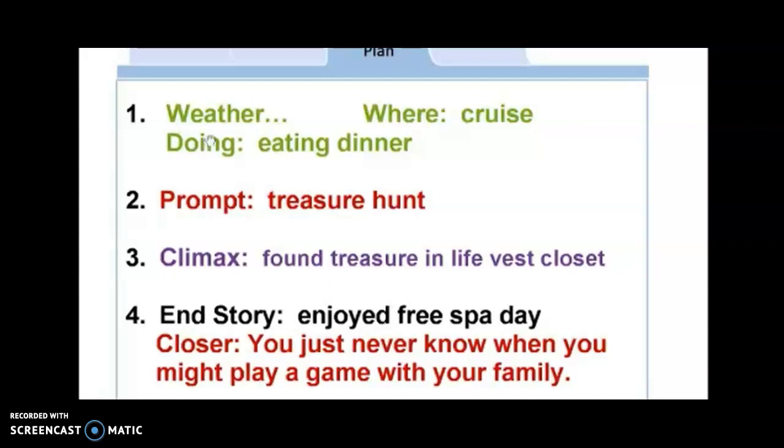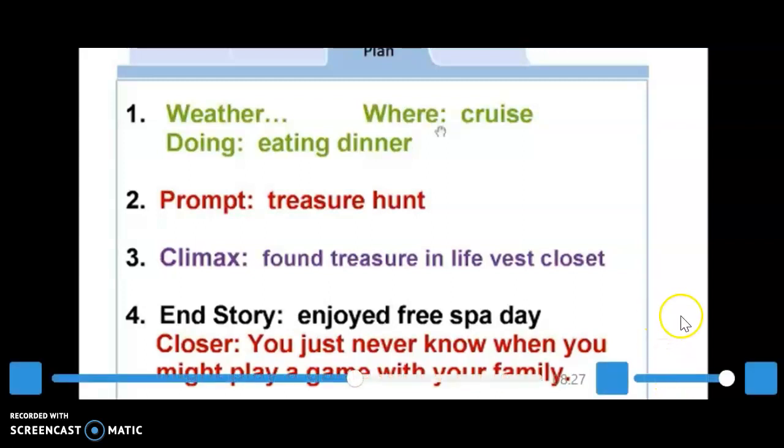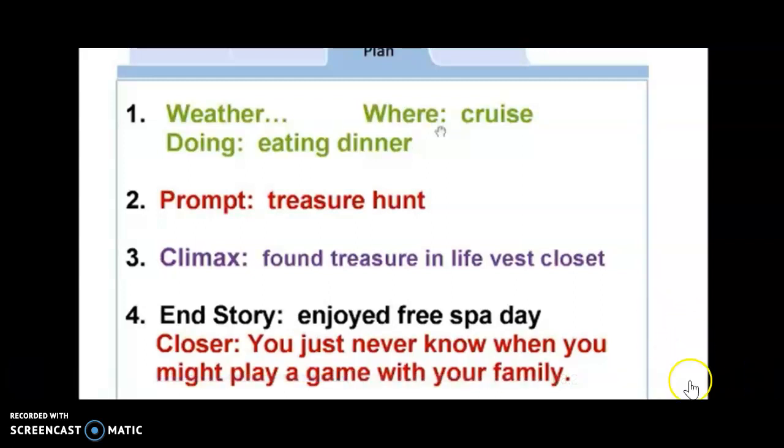Go back to your plan. Next to the weather, it says where. You want to begin your story by letting the reader know where you are. This allows them to start painting that setting in their head in which your story is going to happen. So it's important to tell them right away where you are. I would say, "I was with my family on a cruise." Look at where you've written you were. You need to write a sentence telling where you were in your story.